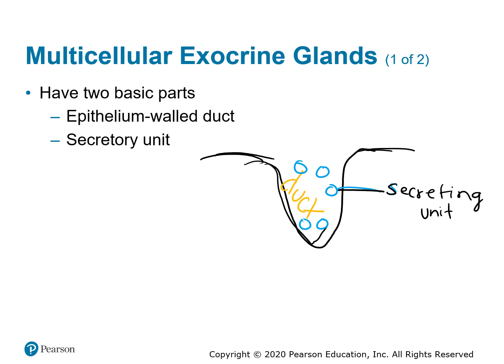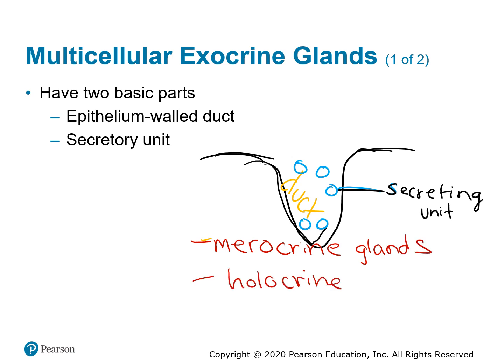And our multicellular exocrine glands are broken into three main groups. The merocrine glands, the holocrine glands, and the apocrine glands. And all three of these glands are essentially named after how they secrete their substance out into wherever it's supposed to be going.